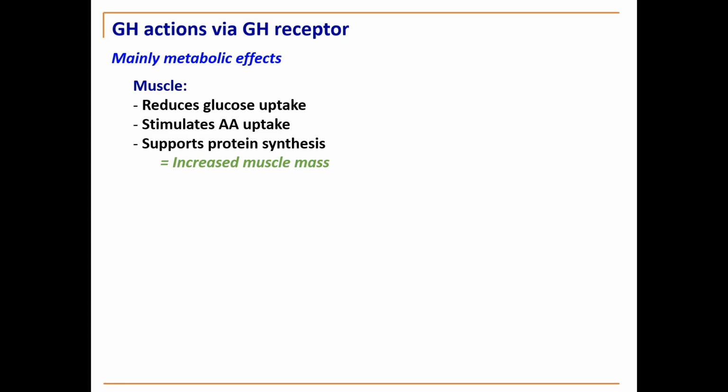And it does it in the muscle by reducing glucose uptake. So it reduces the amount of glucose taken up into that muscle, so it's sparing it for those other tissues. But it does stimulate amino acid uptake and stimulates protein synthesis. So it does drive an increase in muscle mass.